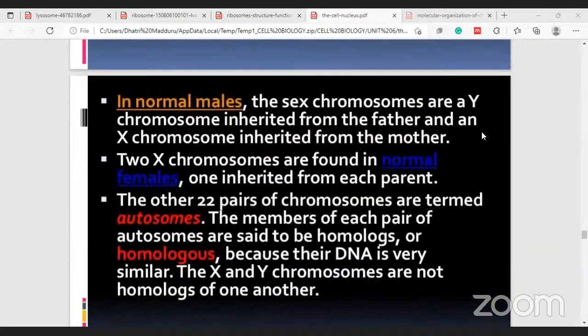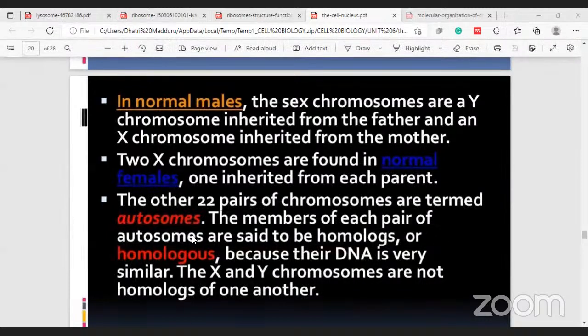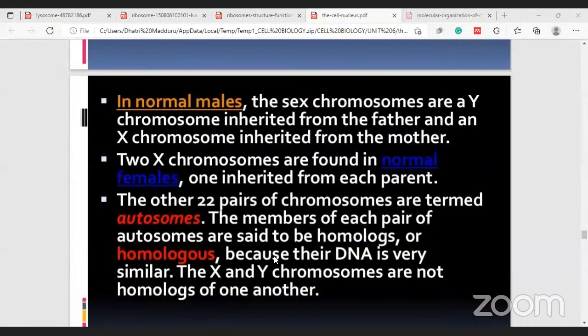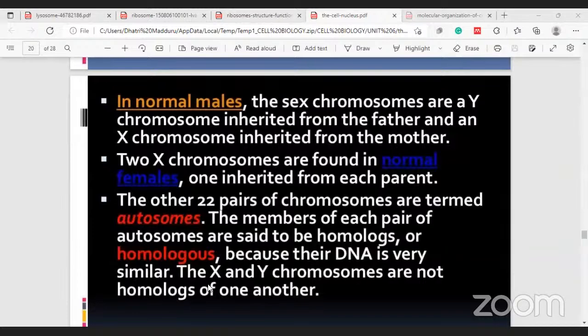So in normal males, the sex chromosomes are a Y chromosome inherited from the father and an X chromosome inherited from the mother. Two X chromosomes are found in normal females, one from each parent. The other 22 pairs of chromosomes are called autosomes, and the members of each pair of autosomes are called homologs, or homologous, meaning they are similar because their DNA is very similar. But X and Y are not homologs because their DNA is not similar, and even the sizes of the chromosomes differ.